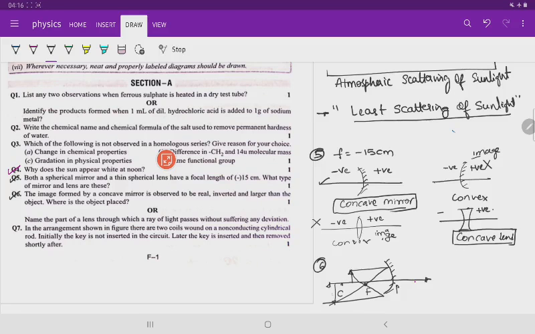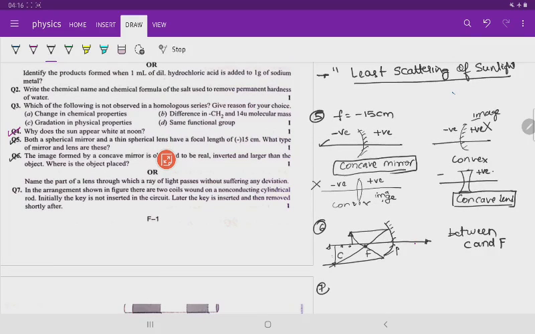We know real images are the images formed in front of the mirror. So where is the object kept now? The object is kept between C and F. What is C? Center of curvature. What is F? Focus point. Hope you have understood question number 6.